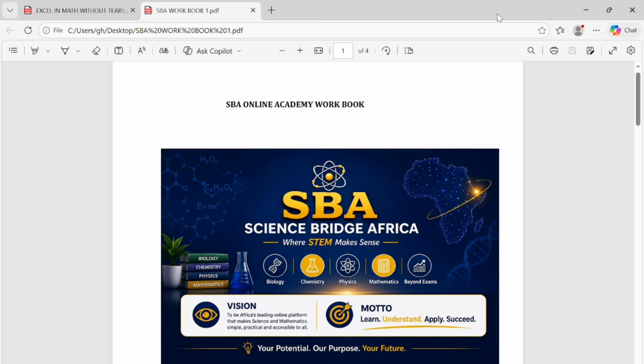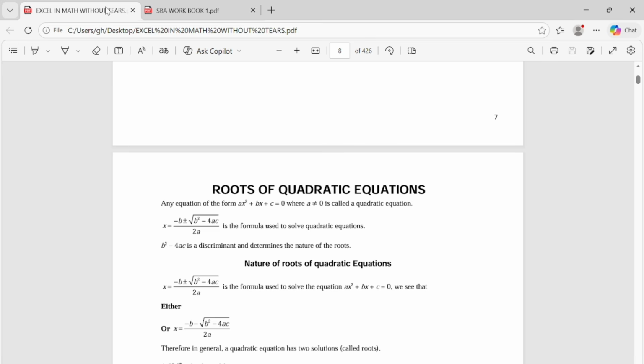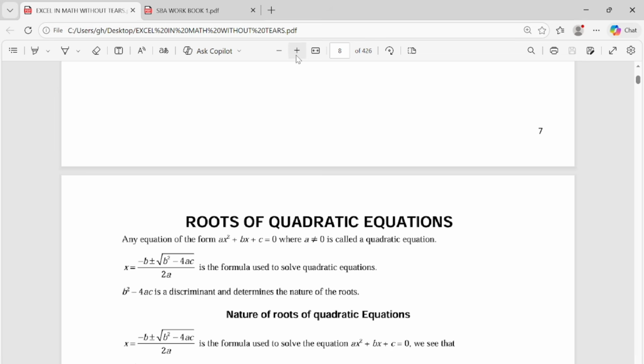So today, in the interest of time, we shall look at roots of quadratic equations. I'm going to be sharing with you the PDF as we do the working.